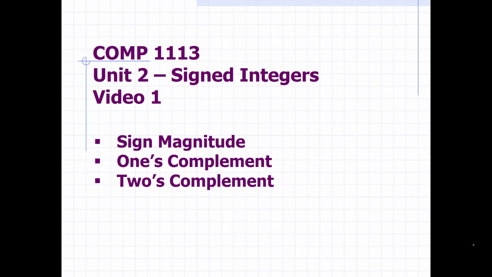There are various formats and coding systems to storing these integers, so we're going to discuss 3 of them today. One is sign magnitude. The next is ones complement, and then finally we'll get to the greatest one of all, two's complement.